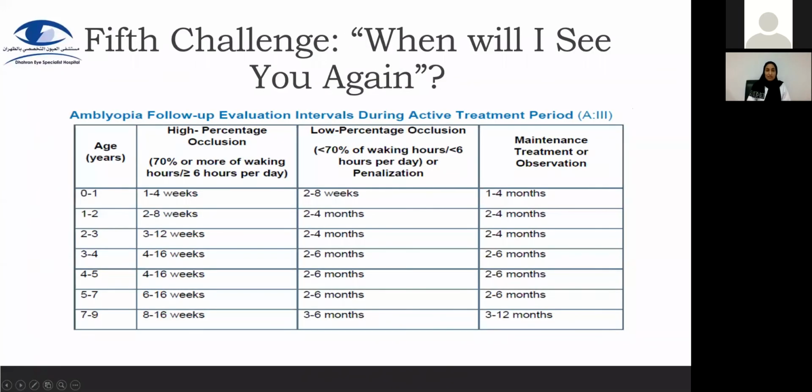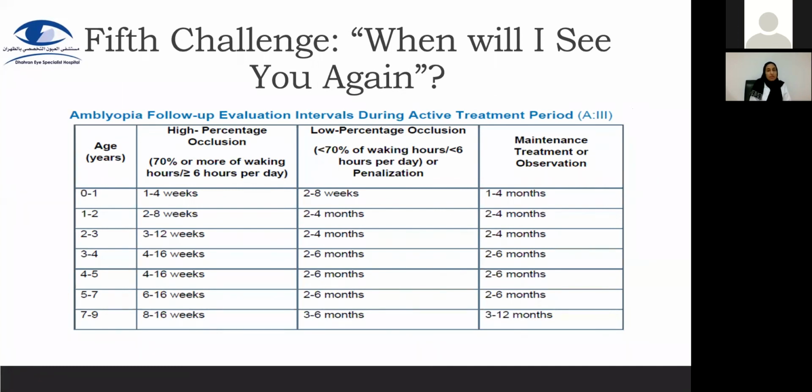Fifth challenge, I call it, when will I see you again? Follow-up. When shall we follow up those patients? We should follow those patients up according to the recommendation from the International Council of Ophthalmology. To make it simple, I don't consider high percentage and low percentage occlusion. I would consider all my patients as high percentage occlusion. I have the time to follow those patients closely, and if I have the chance to follow them closely, I would.